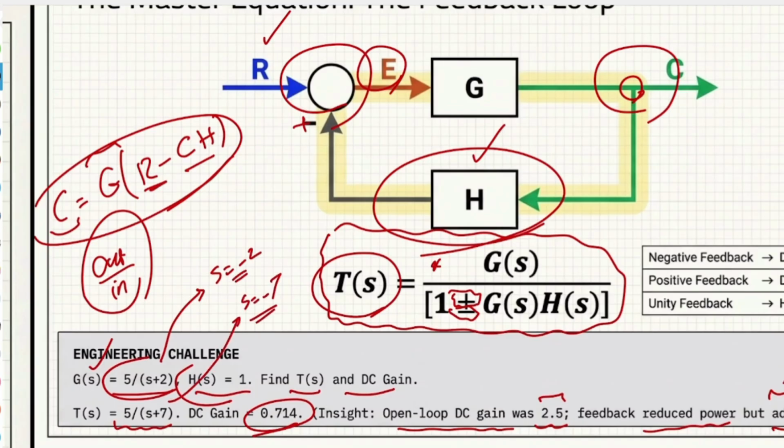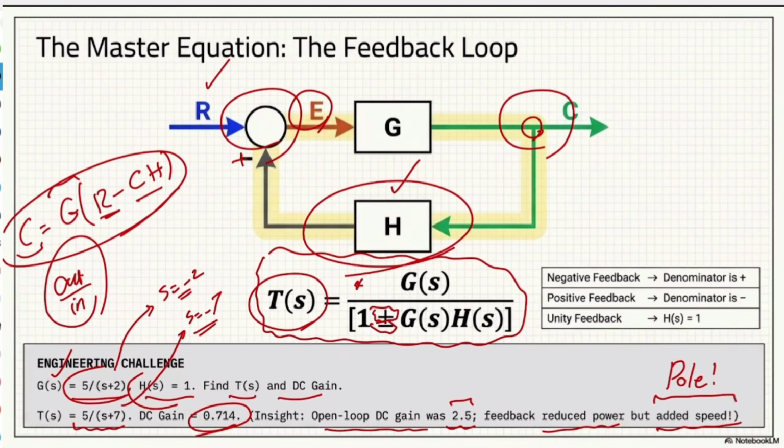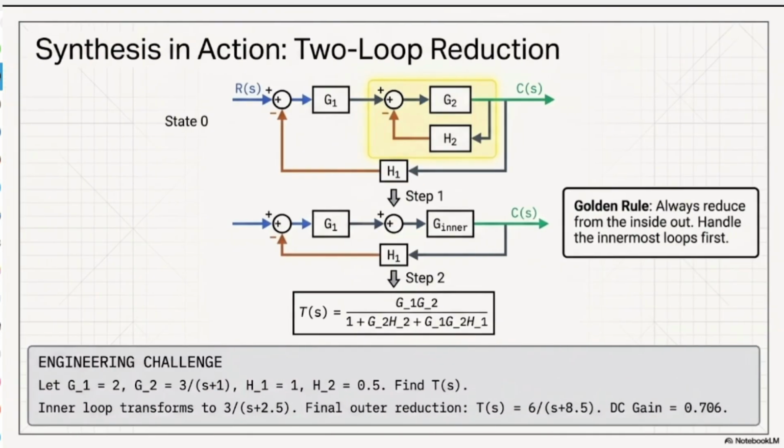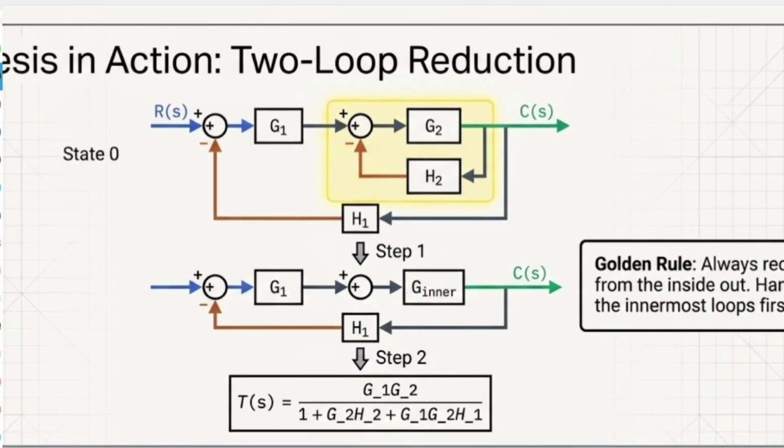And as you guys remember, if my pole is going to move or shift towards negative infinity, or move away from the origin itself, it means that my system is going to be faster. While I had the less gain, I do have the faster system itself. So what would happen if I have the two loop reduction? It means that I have a system rather than only one closed loop system. It has two, which we call the inner loop and the outer loop.